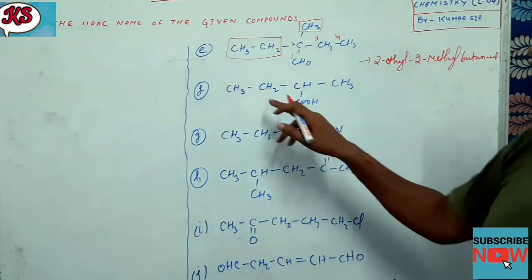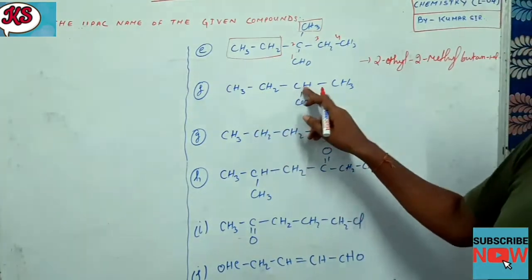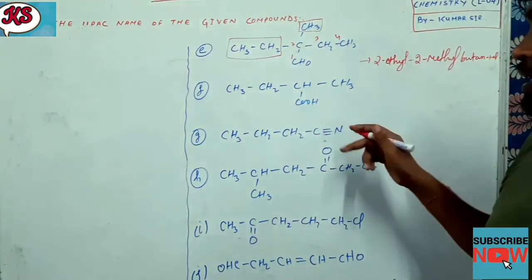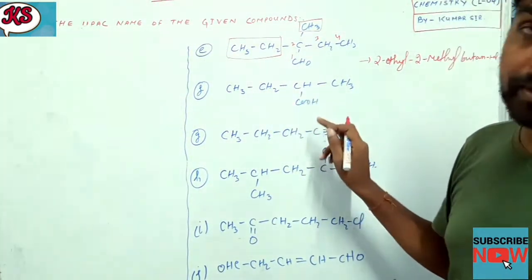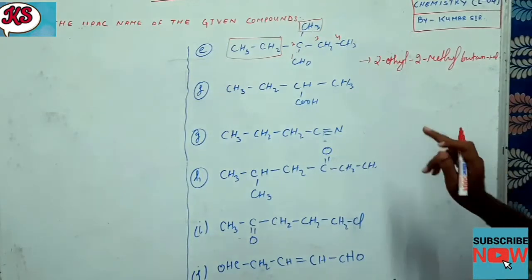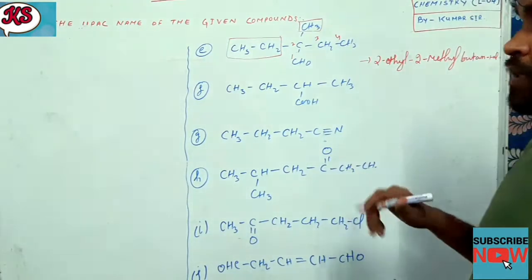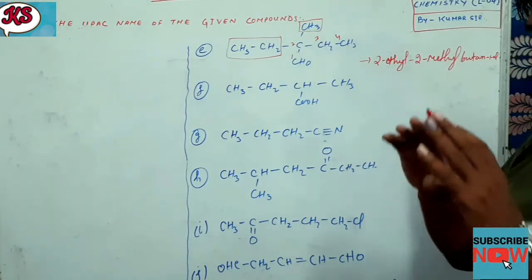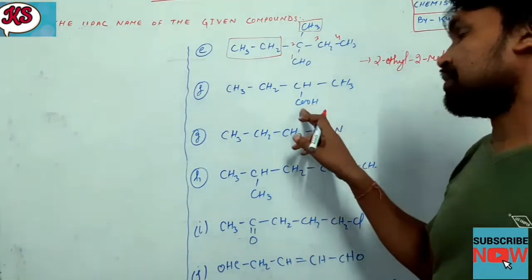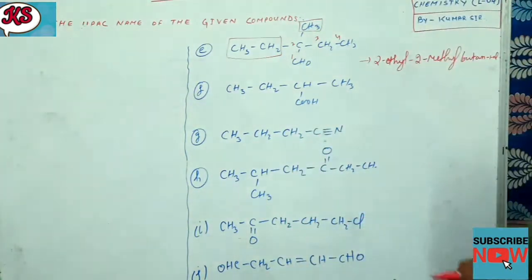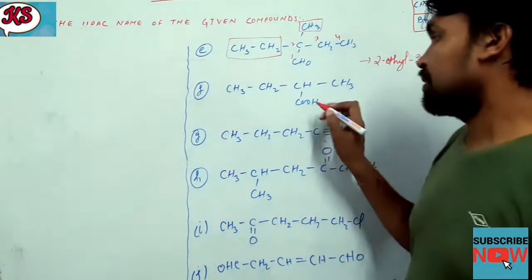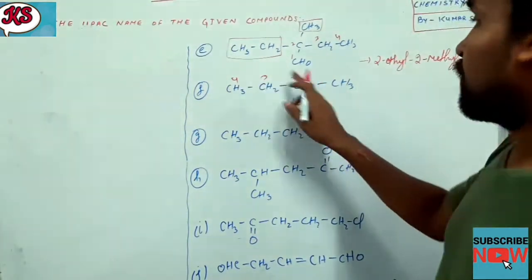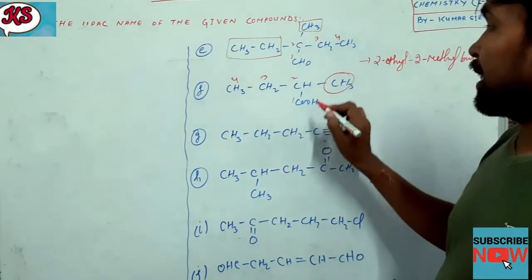Now moving on to the next one, CH3, CH2, CH, CH3. If you go in the main straight chain, then this one is excluded from the main chain, which is totally not permissible. So we have to form a main chain in such a way that the functional group is included, plus the functional group should get the lowest number. So we'll start from here, 1, 2, 3, 4.